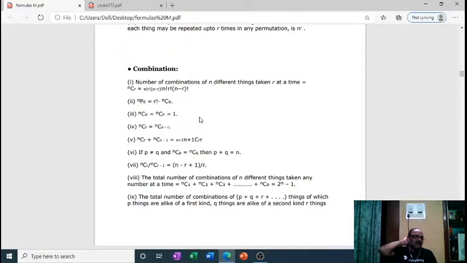That is why I am saying the formulas play a major role. The reason this session is taken for you, friends, is that this will separate the majority of your formulas. nCr / nC(r-1) = (n-r+1)/r. Then the total number of combinations of n different things taken any number at a time is 2^n - 1.